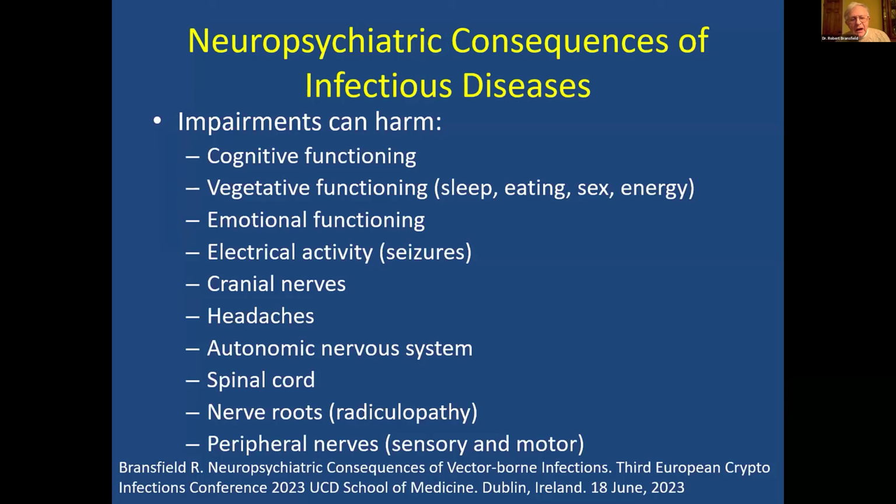Okay, cognitive, that's a cortex. Vegetative symptoms, which is the brain stem, emotional functioning, which is the limbic system, and then electrical activity, seizure activity, cranial nerves, headaches, autonomic nervous system symptoms, spinal cord, nerve root problems, peripheral neuropathy. And when you do an assessment, then it's good to organize it and break it down into each of these categories.